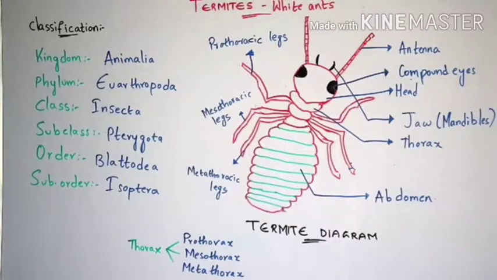Normally, termites are called white ants. Coming to the scientific classification of termites, it belongs to the kingdom Animalia, the phylum Arthropoda, and the class Insecta. As it is an insect, it belongs to the class Insecta.